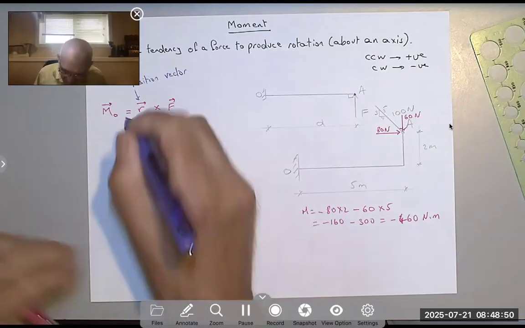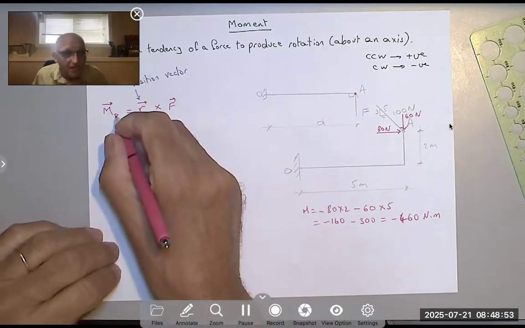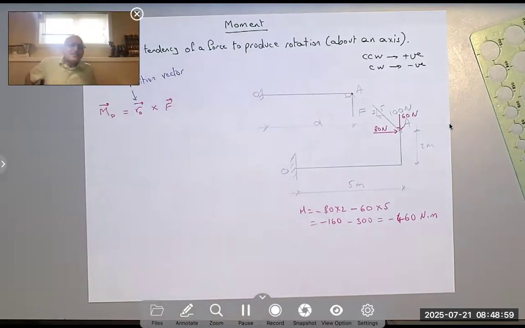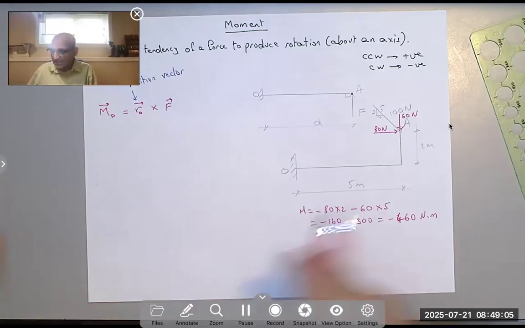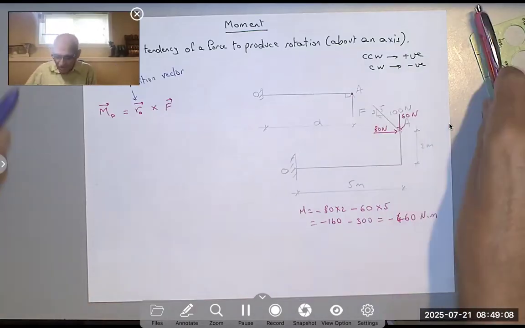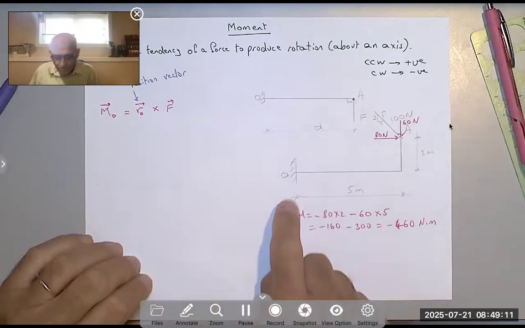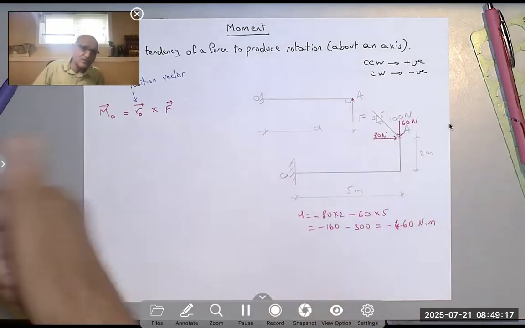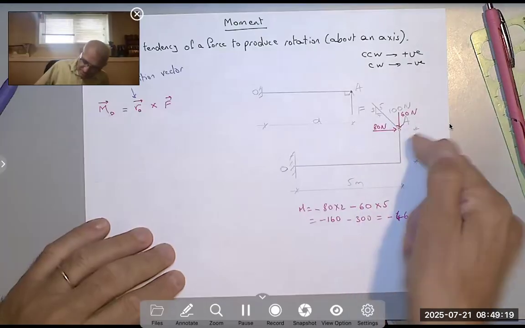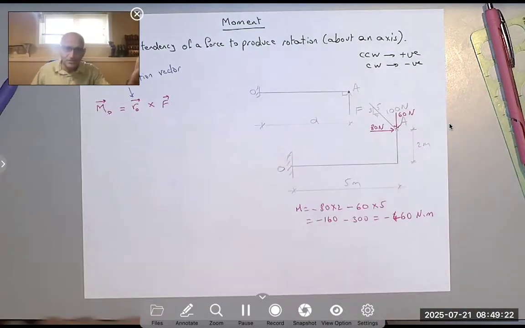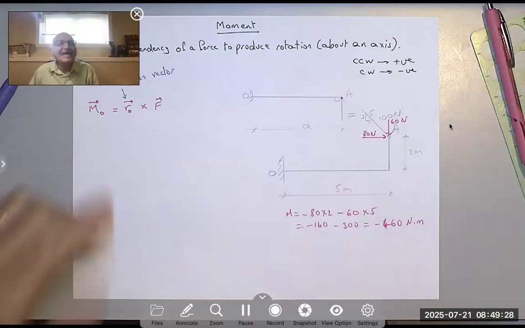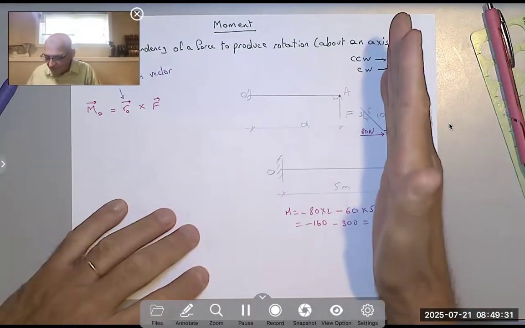And it always starts the same as where you are taking the moment. I'm taking a moment about O, so the R starts at O. But where does it end? Any vector has a starting point and an ending point, or initial and terminal, or tail and head. So the tail of my vector is O, always, where you are taking the moment. Many students do it the other way around, because they say force times distance. No, the vector is always where you are taking the moment. And where does it end? It ends anywhere along the line of action of the force.